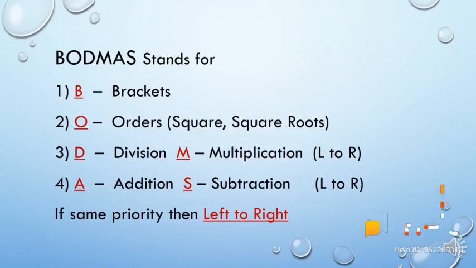Both have the same priority. So if division and multiplication both come in one problem, then we need to apply the left to right rule. That is, as the operators come, we need to do them. If there are multiplication and division coming together. The fourth priority is addition and subtraction. Addition and subtraction have the same priority. So if only addition is there, we can perform addition, and if only subtraction is there, we can perform subtraction. In such cases, if addition and subtraction are both coming, then we need to apply the left to right rule. So we need to do it from left to right.